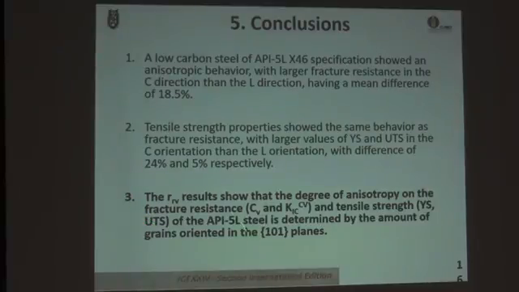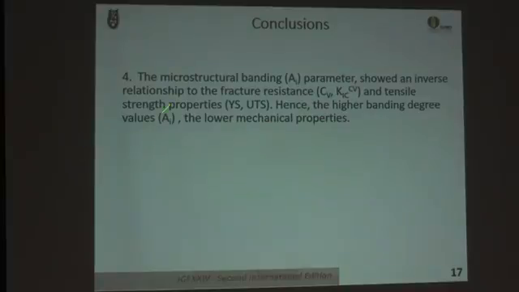The relative variation coefficient shows that the degree of anisotropy of the fracture resistance and tensile strength of this steel is determined by the amount of grains oriented in those planes, 101, and the microstructural banding parameters show an inverse relationship to the fracture resistance and tensile strength properties. That is, the higher the banding degree, the lower the mechanical properties.